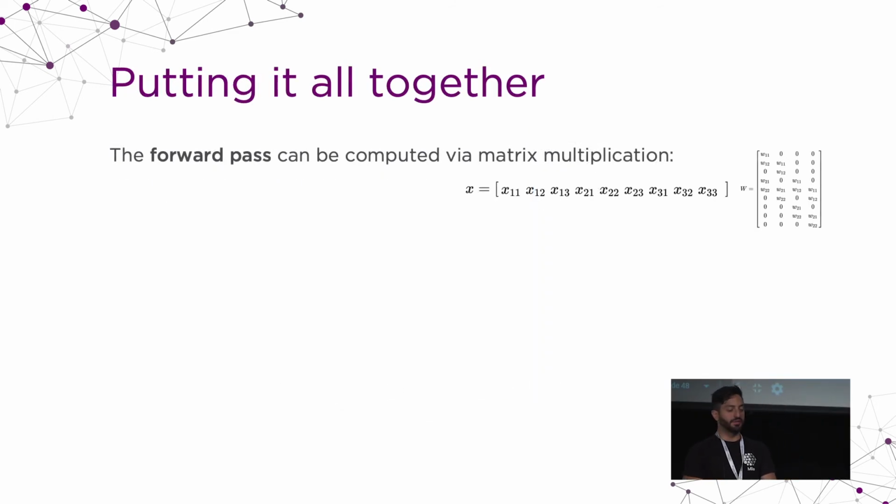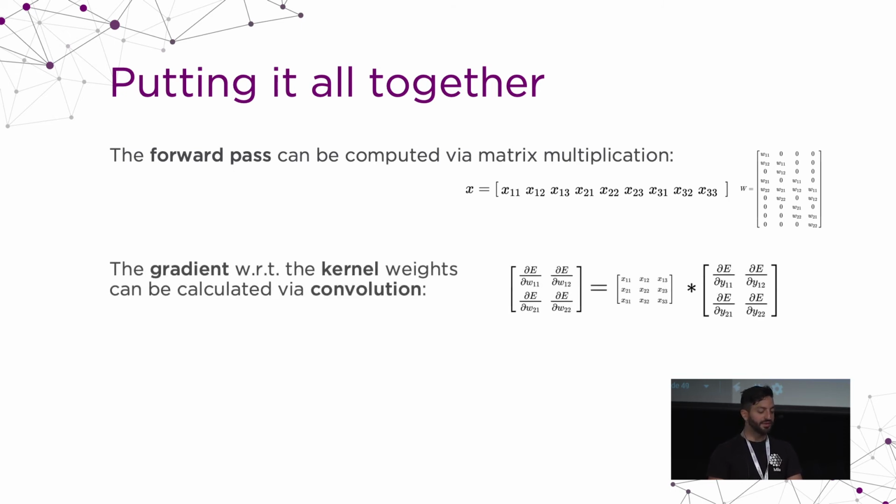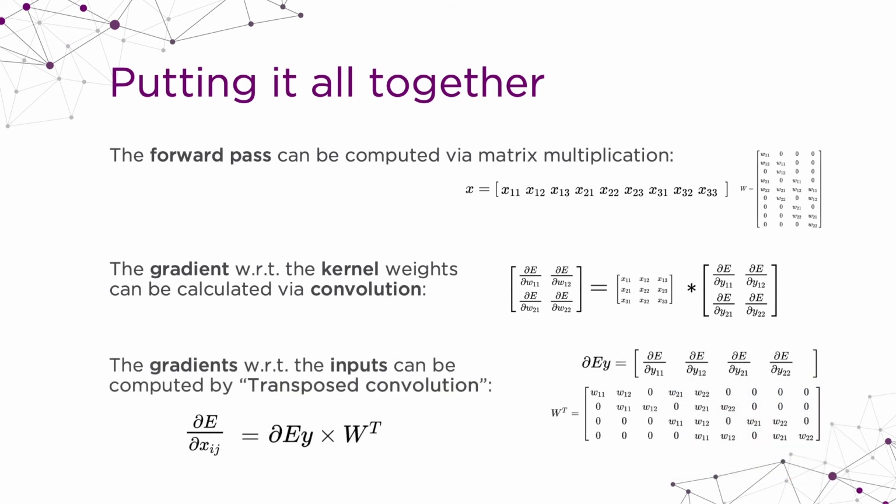So now let's put it all together. Our forward pass can be computed via our matrix multiplication. So again, we unrolled our input. We constructed our matrix W with respect to our weights. We can then calculate the gradients with respect to our kernel via our convolution, which can also be expressed as a matrix multiplication. And finally, we can compute the gradients with respect to the inputs by this transposed convolution. And these are the three key things that you need to do gradient descent in convolutional neural networks.